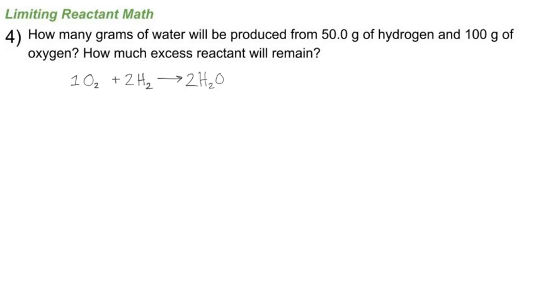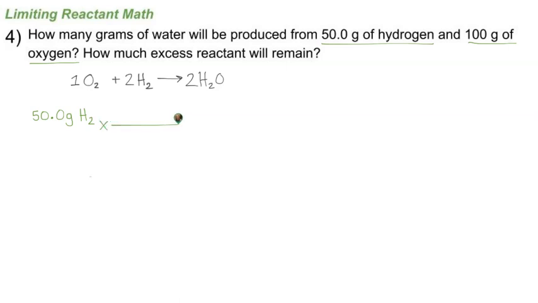So now we should start with our two given values and figure out which one of these reactants is going to be limiting. So 50 grams of hydrogen or 100 grams of oxygen. We'll figure out which one of those amounts produces less water, and that will be our limiting reactant. So here we go. 50.0 grams of H2.